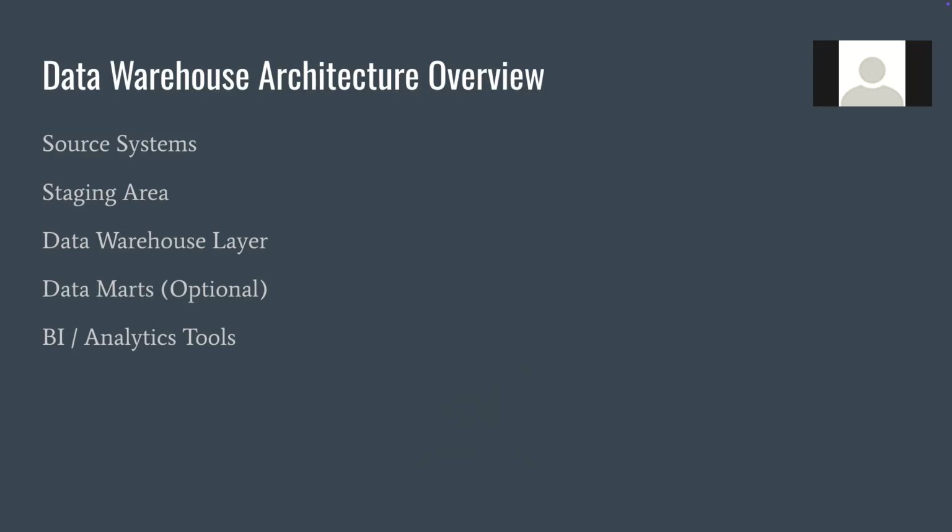Next is the data warehouse layer. Once data is properly transformed, it's loaded into the central repository, often organized in schemas like the star schema or snowflake schema. So data is structured to support broad and detailed analysis.